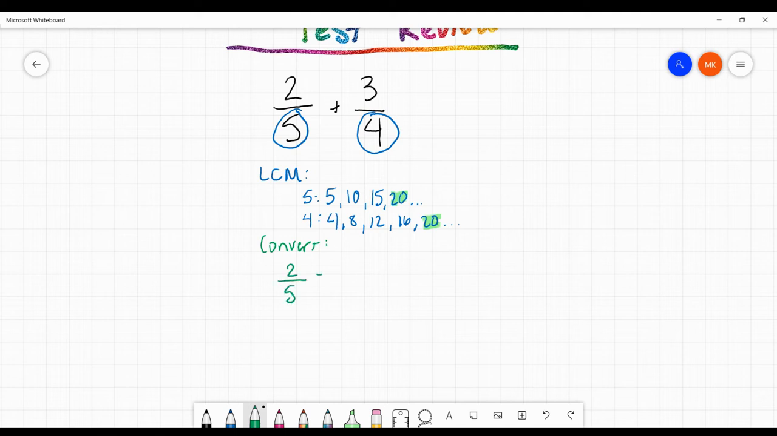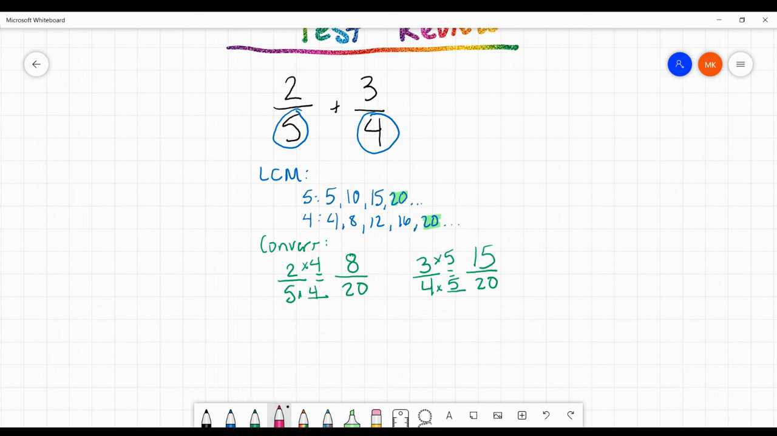My next step is to convert my fractions. 2/5. If I want that to have a denominator of 20, I will think 5 times what equals 20? That answer is 4. Whatever I do the bottom, I do the top. 2 times 4 is 8. Now I'll look at 3/4. If I want that to have a denominator of 20, I'll ask 4 times what equals 20? That answer is 5. Whatever I do the bottom, I'll do the top. 3 times 5 is 15.